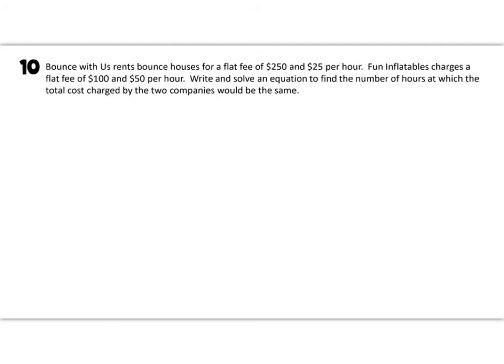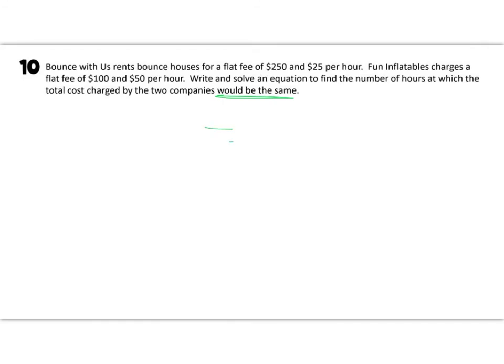Okay, this last one is a lot like linear equations in slope-intercept form that we have looked at and graphed and done all sorts of things with. I just wanted us to see them in equations. It says Bounce With Us rents bounce houses for a flat fee of $250 and then $25 per hour. Fun Inflatables charges a flat fee of $100 and $50 per hour. Write and solve an equation to find the number of hours at which the total cost charged by the two companies would be the same.